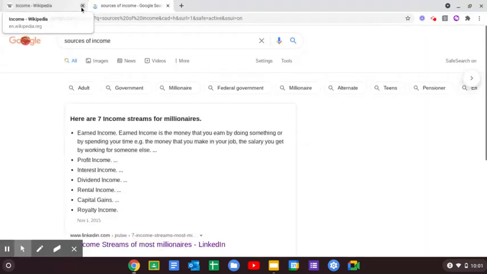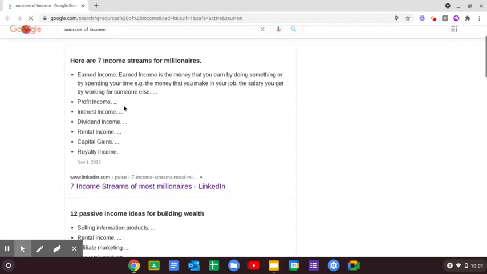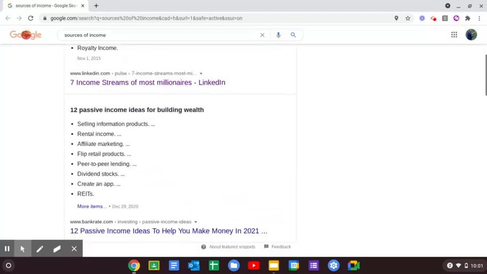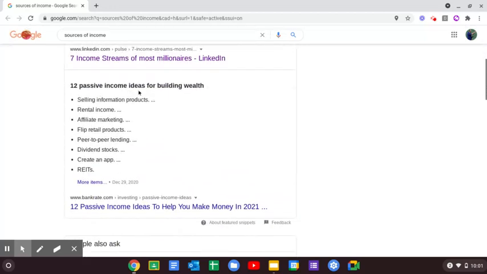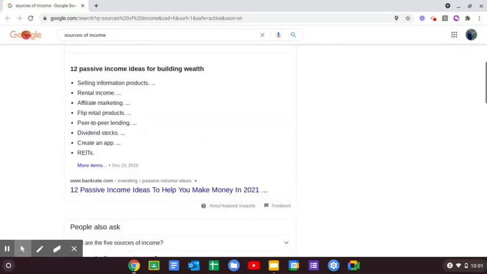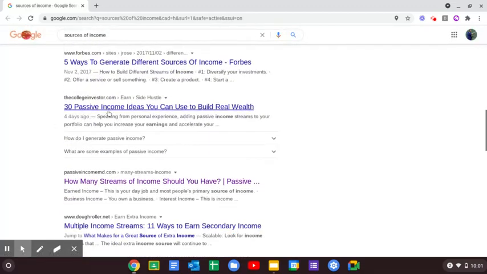So let's look at the old Google search here. Sources of income. All right. So you get a lot of things. Here are 7 income streams for millionaires: profit income, interest, dividend, rental income. Some of those same things that we talked about. We're going to talk a little bit about passive income and what exactly that means and how you can build your wealth that way. But as you can see, if you go to Google and search sources of income, there's a lot. I mean, here's 30 passive income ideas you can use to build real wealth.